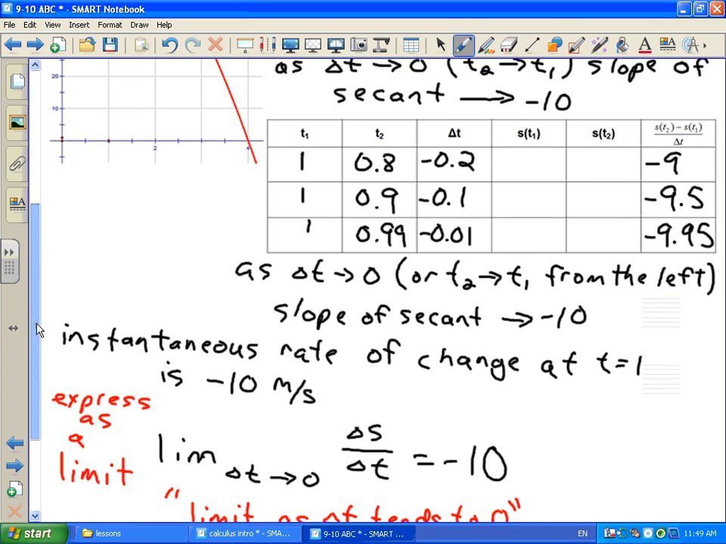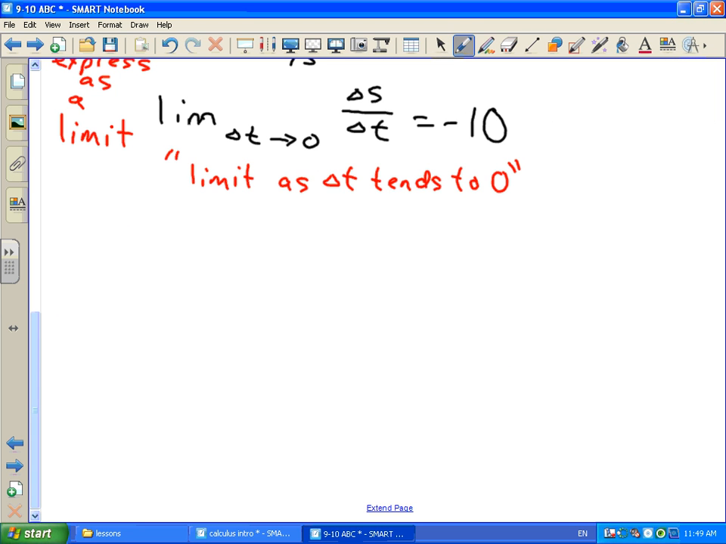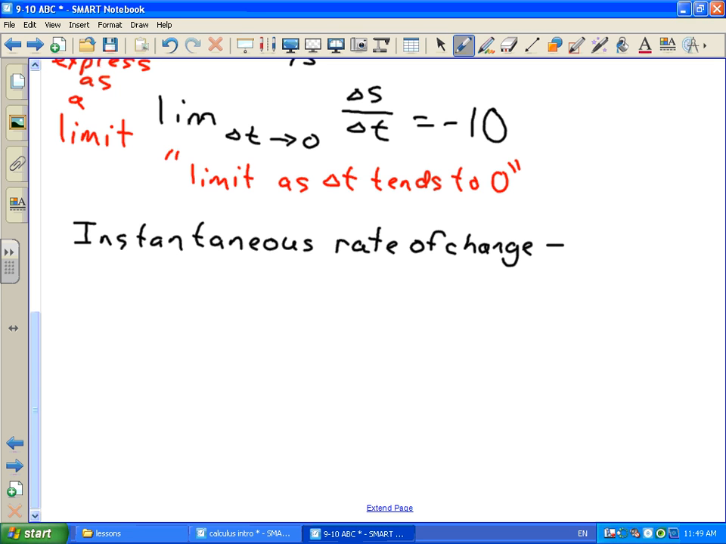So what does that mean? Well, it means that if our average rate of change was represented by the slope of the secant, instantaneous rate of change is represented by the slope of the tangent. Instantaneous rate of change equals slope of the tangent.